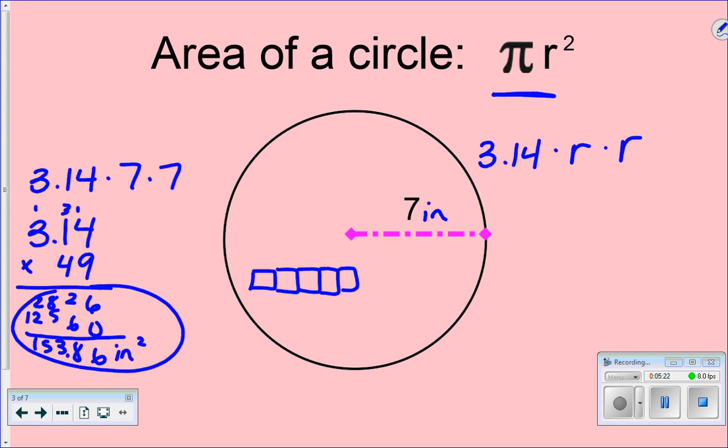So you could write it like this. You could write it like this, sq inches. That's another way to write it. But seriously, this is the easiest way.